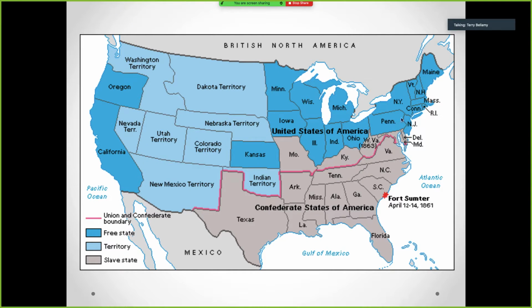You can see slave states are all gray, and you can see the pink line is the line that differentiates the Confederacy from the Union. Now, I'm going to come back to this in just a minute. I think there's one more map that's going to help us out. Territories are light blue, and free states are dark blue. So we've got Missouri, Kentucky, West Virginia, formed in 1863. So at the time we're talking about right now, West Virginia doesn't exist, but it's new, Maryland, and Delaware. Missouri, Kentucky, West Virginia, Maryland, and Delaware. They're gray. They're slave states, but they remain loyal to the Union.